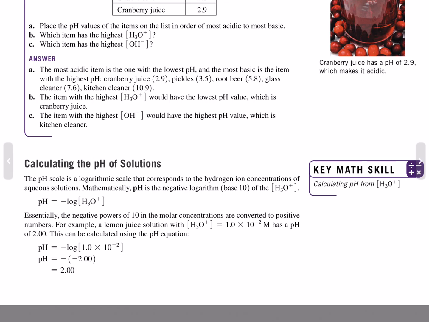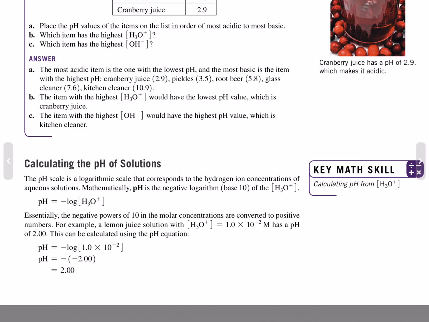Calculating the pH of solutions. The pH scale is a logarithmic scale that corresponds to the hydrogen ion concentrations of aqueous solutions. Mathematically, pH is the negative logarithm in base 10 of the concentration of hydronium ions. So the pH is the negative log of the concentration of hydronium ions. Essentially, the negative powers of 10 in the molar concentrations are converted to positive numbers.